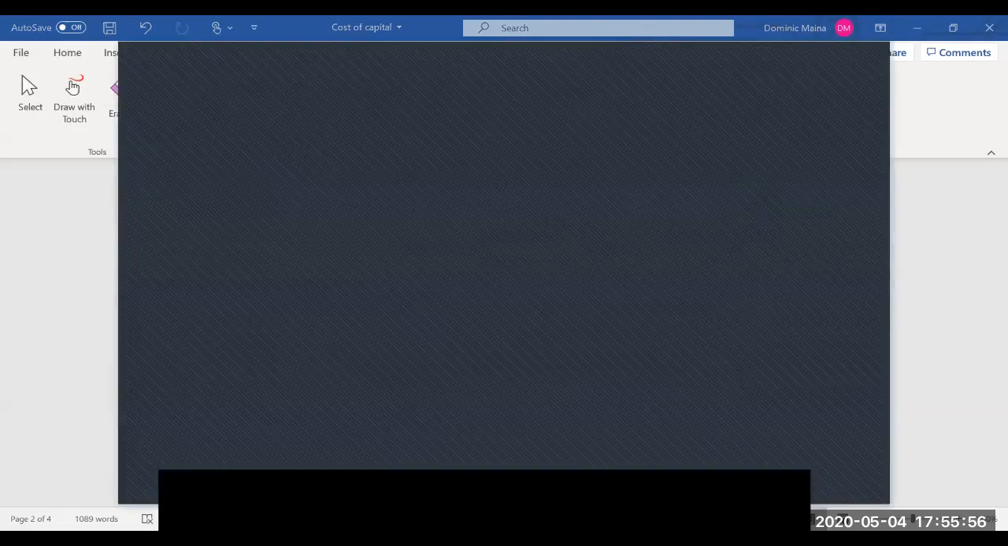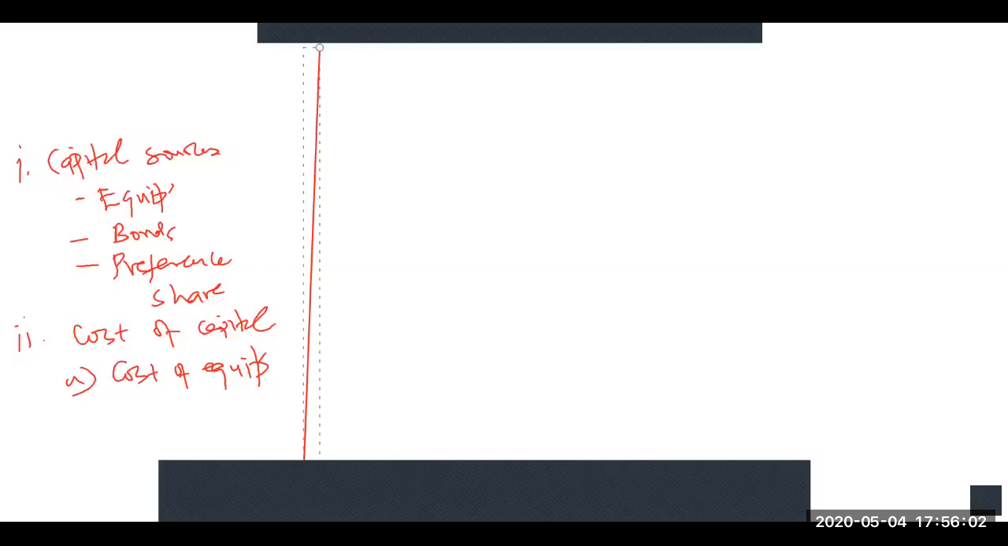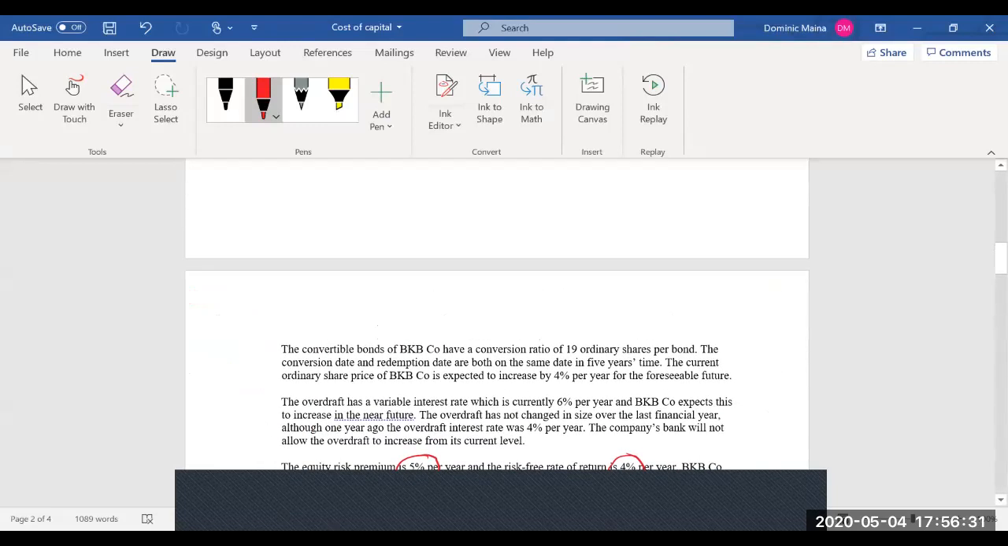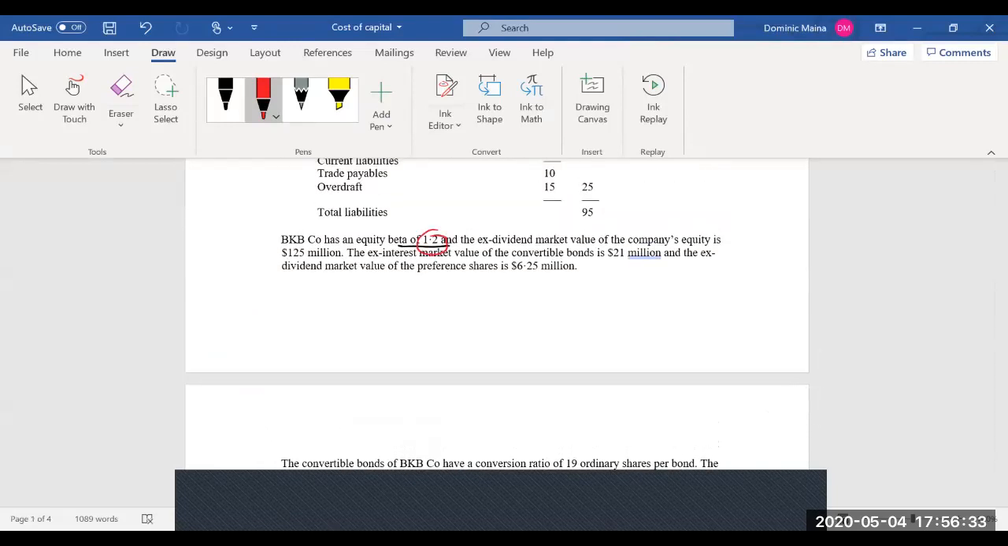As per the model, the cost of equity is equal to the risk-free rate plus the equity beta times the return of the market minus the risk-free return. In this case, going back to the question, the risk-free rate of return will be told to be 4%, the equity premium is 5%, and you're told that the equity beta for this particular stock is equal to 1.2.